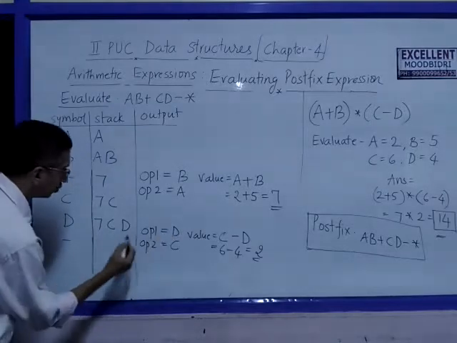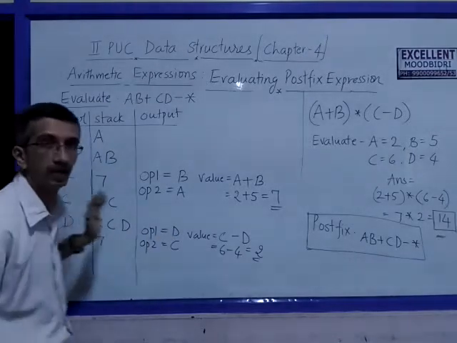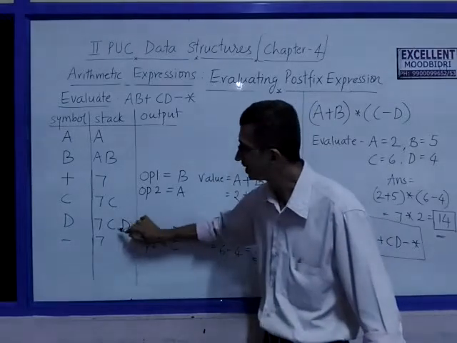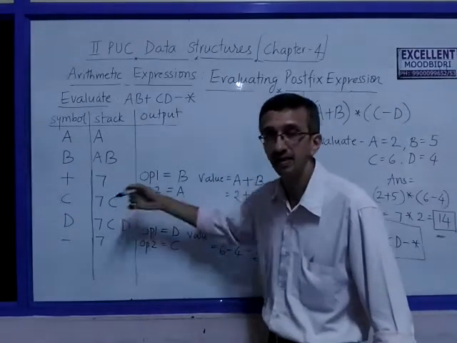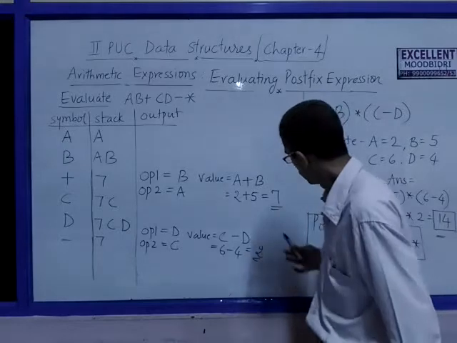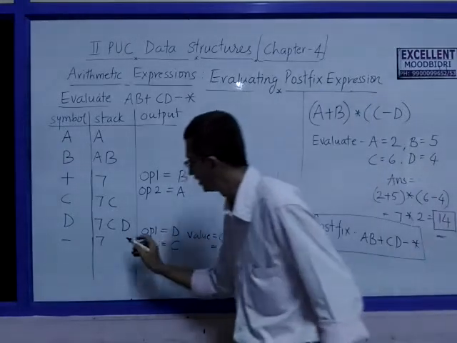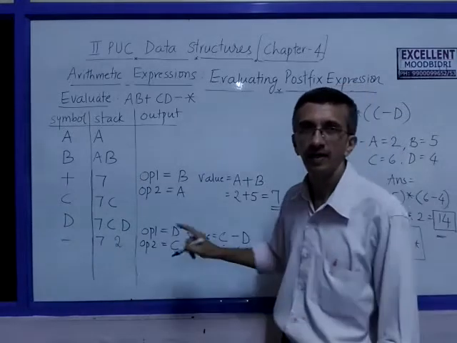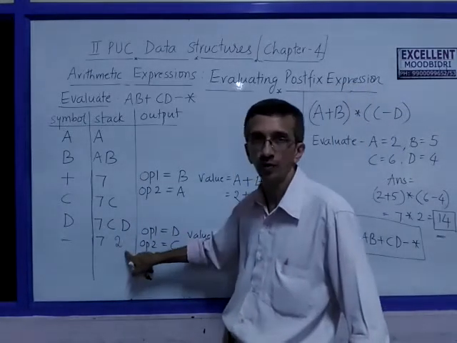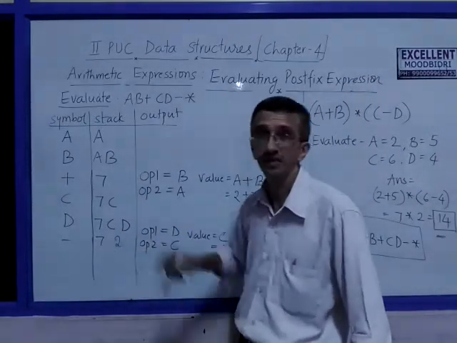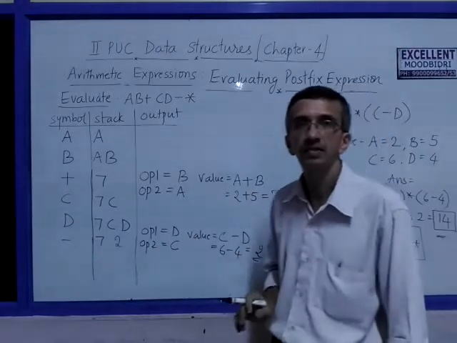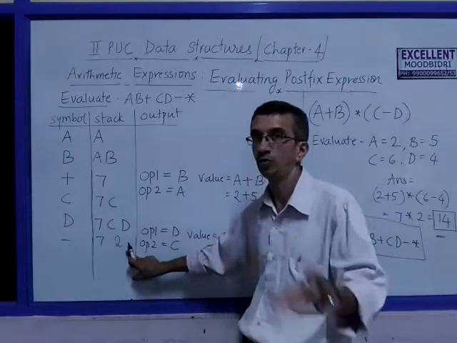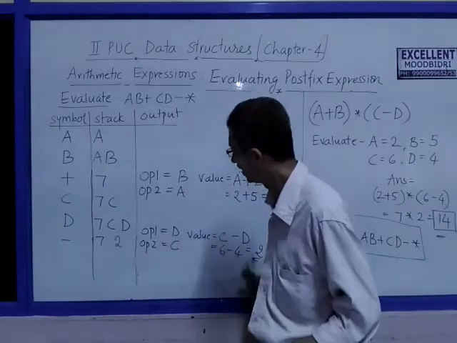So the value is 2. Now 7 is already available in the stack. We have popped only C and D, first D and then C, so 7 remains in the stack. The value is pushed onto the stack. Since 7 is already available on the stack, 2 is another value going onto the stack. Better you have a space, otherwise we may misunderstand it as 72. 7 and 2 are the two operands which are on the stack right now.